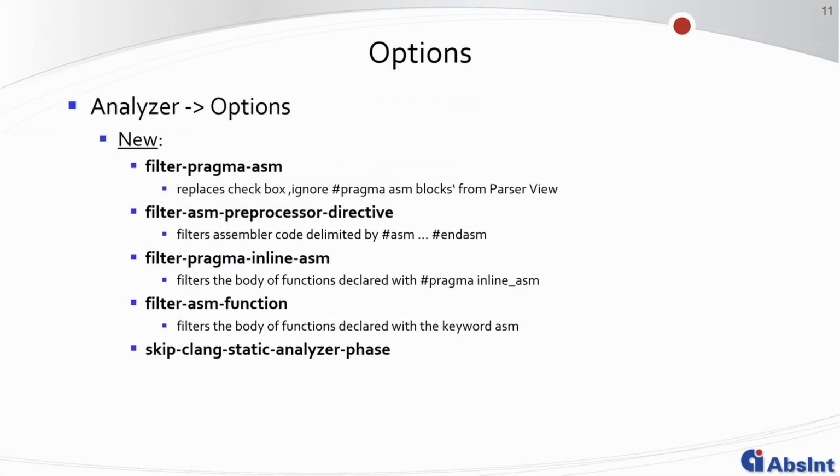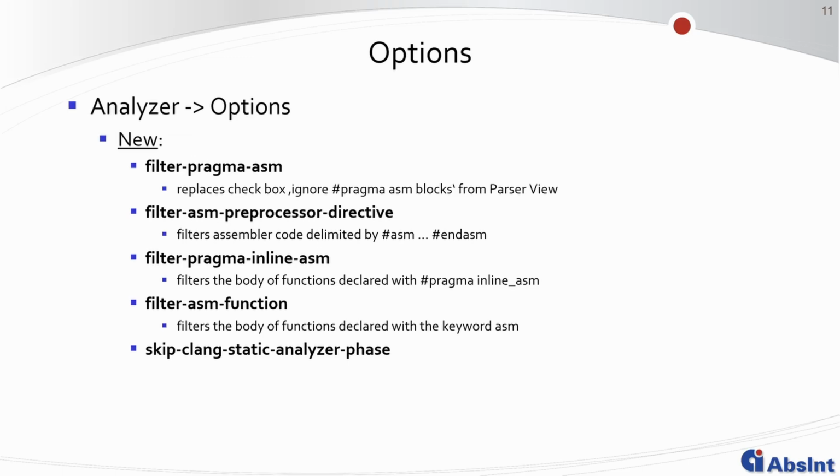Now, getting to the options view, we have 4 new options for automatic filtering of assembly code from the source code for the analysis. This automatic filtering will save you time you can spend on other parts of the analysis. The new option Filter Pragma ASM replaces the former means ignore #Pragma ASM blocks via the checkbox in the configuration parser view.